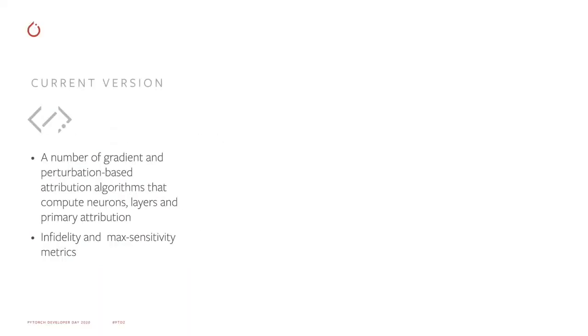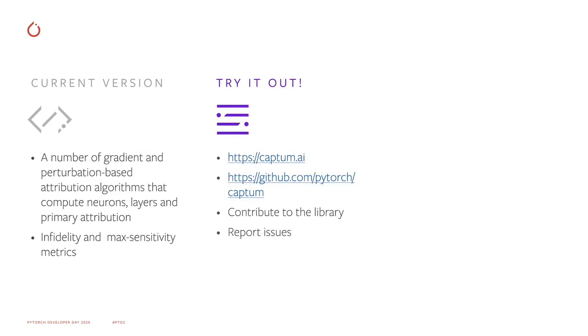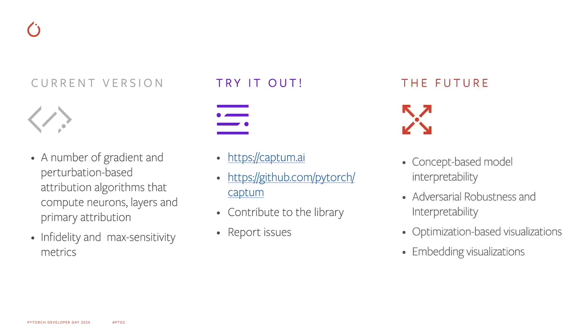So to recap, I talked about the 3 releases of the Captum library that we had and the attribution algorithms that we currently offer, and the 2 metrics, infidelity and maximum sensitivity. I'd like to invite you to check out our website, captum.ai, and our GitHub page, github.com/pytorch/captum. Please make contributions and also report issues if you see any. And of course, I also talked about the future directions that we are taking for the library with respect to concept-based interpretability, adversarial robustness, optimization-based visualizations, and embedding visualizations.